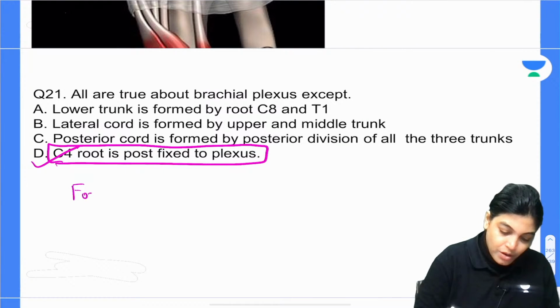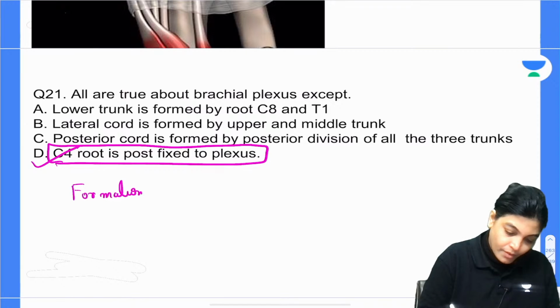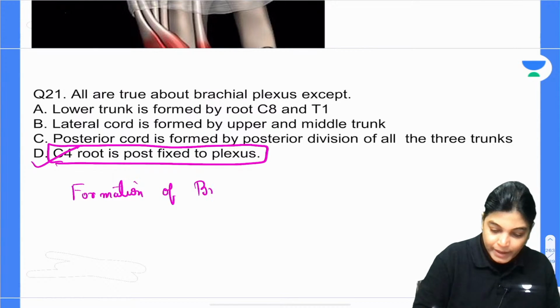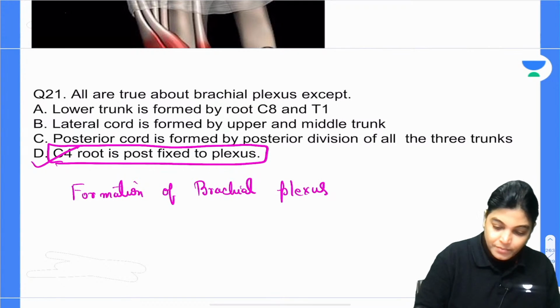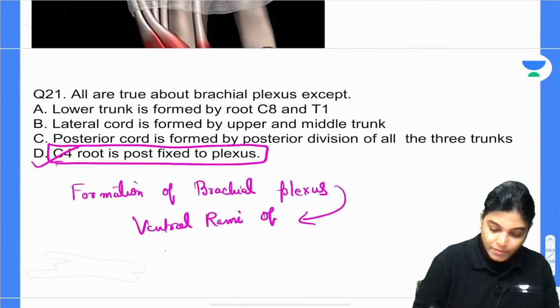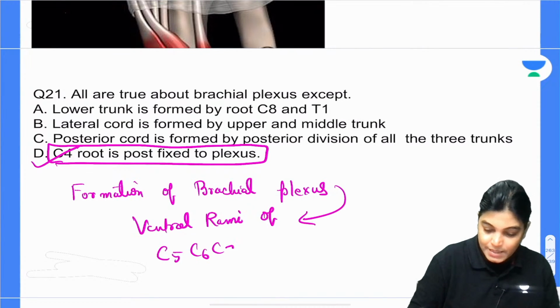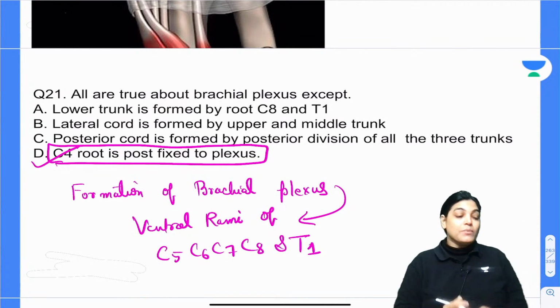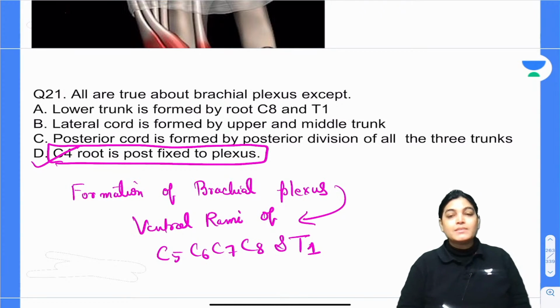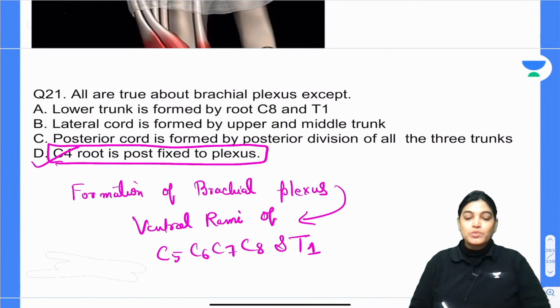So, we know that formation of brachial plexus is by ventral rami of C5, C6, C7, C8 and T1. So this is the common formation. Sometimes what happens, brachial plexus is formed by taking contribution from C4.